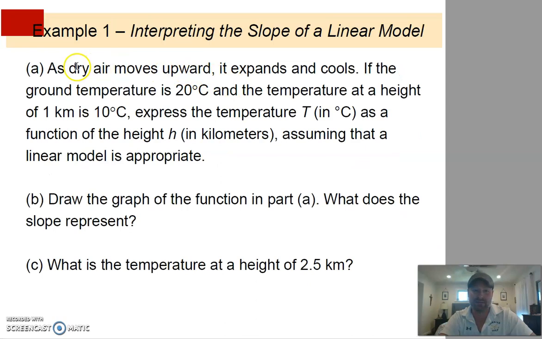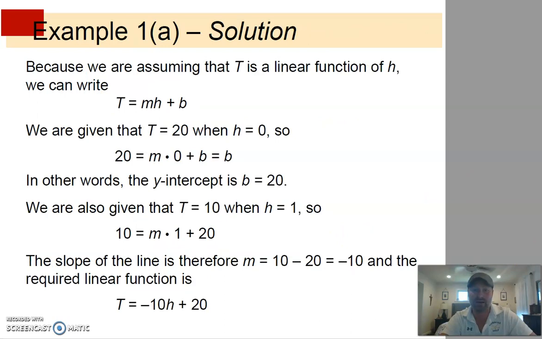We have a couple examples here. As dry air moves up, it expands and cools, right? If the ground temperature is 20 degrees Celsius, then the temperature at a height of 1 kilometer is 10 degrees Celsius. Express the temperature as a function of the height. They want us to draw the graph, and they want us to know what the temperature is at a height of 2.5. So if we're assuming that t is a linear function, then we can create a linear function where you have t and h.